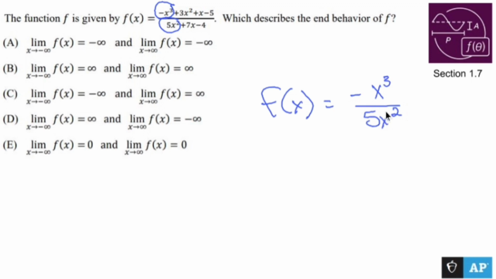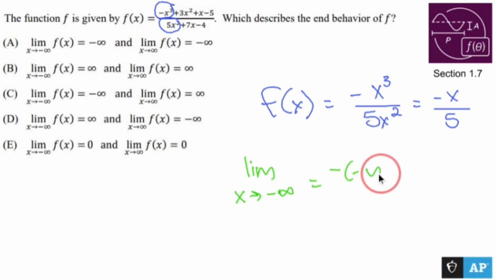What I do now is I simplify the x values as much as I can, and that gives me negative x over 5. Now, to find the limit as x approaches negative infinity, and it's going to sound kind of weird, but I plug in negative infinity for x. Negative infinity becomes positive infinity. Positive infinity divided by 5 is still positive infinity. So the limit as x approaches negative infinity is going to be positive infinity. So not you, and not you.